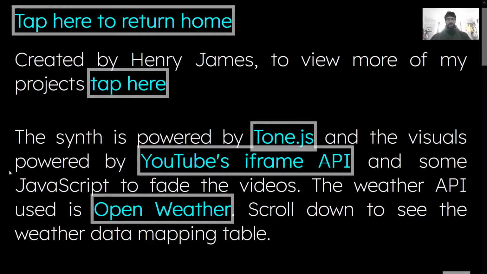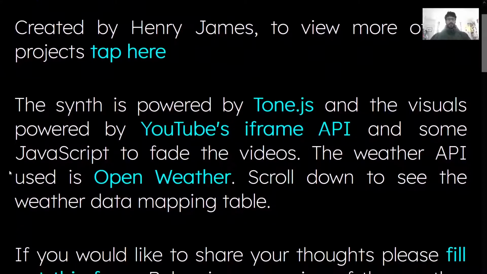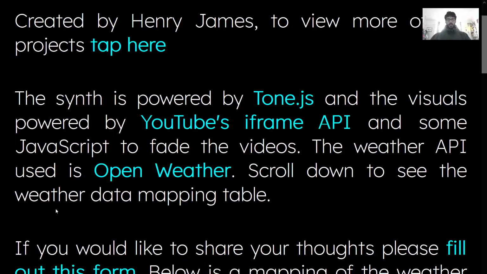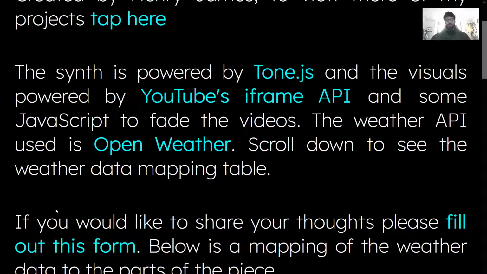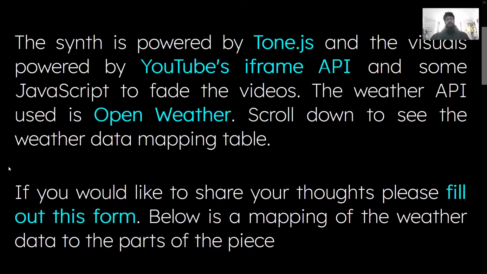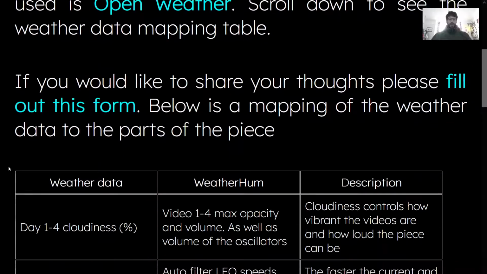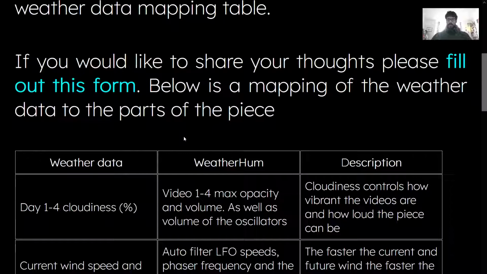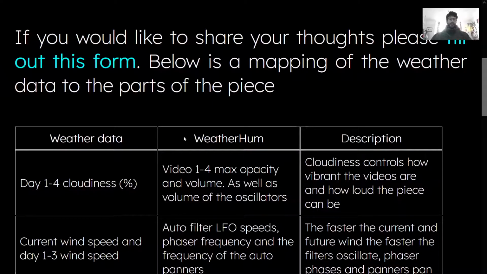Again, similar to the first one, it just gives a brief explanation of what tools I used. I used Tone.js for the audio, and then used YouTube's iframe API to grab a load of YouTube videos, and JavaScript to fade the videos and process them as well. We'll see that later. And then the weather API that I used was OpenWeather. And then there's a little form for feedback which I've been collecting and responding to.